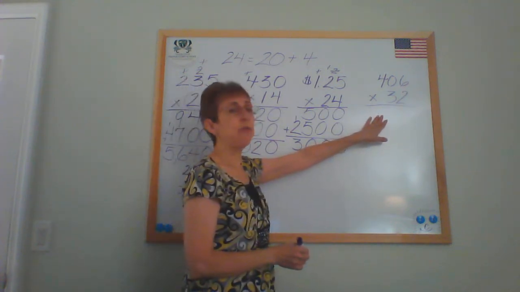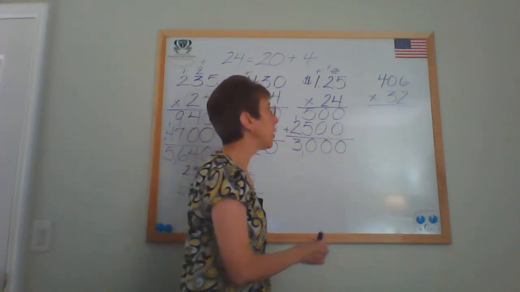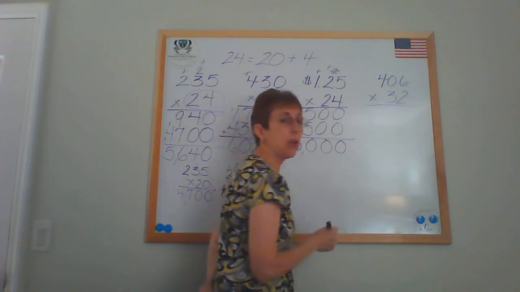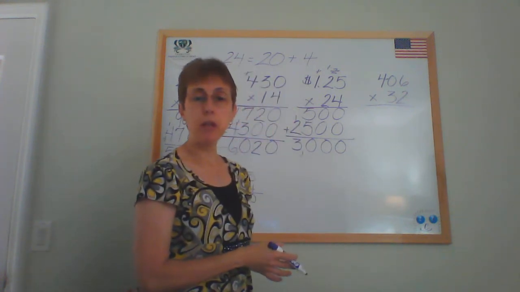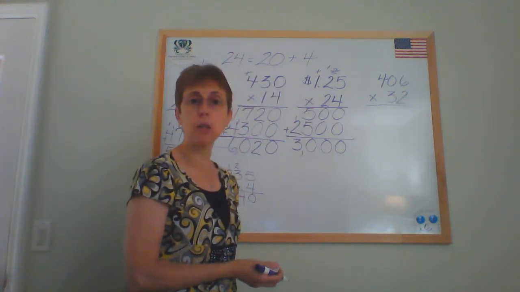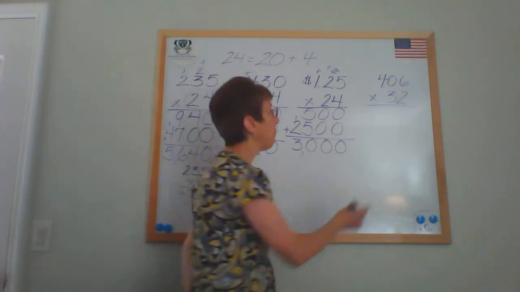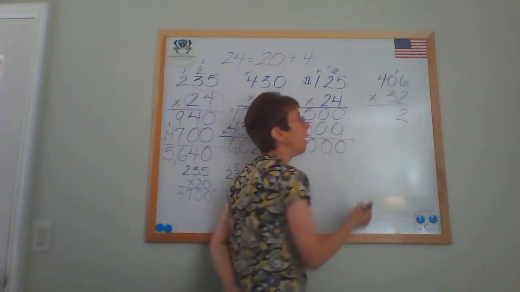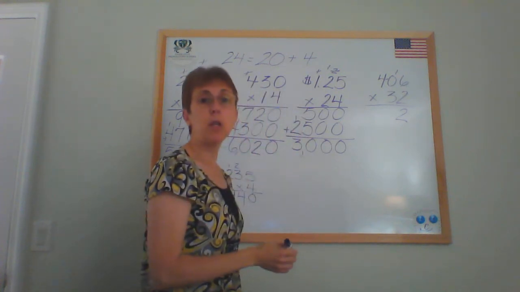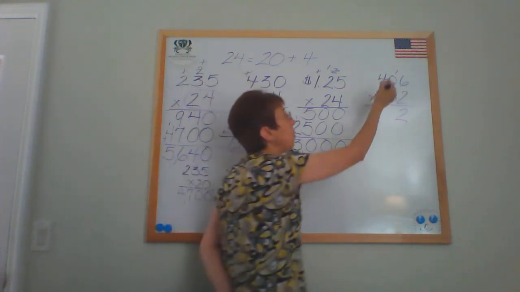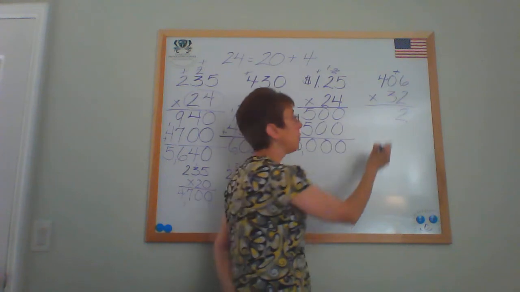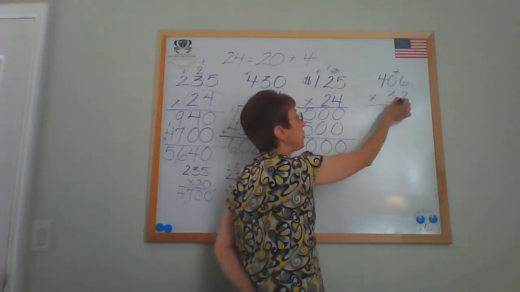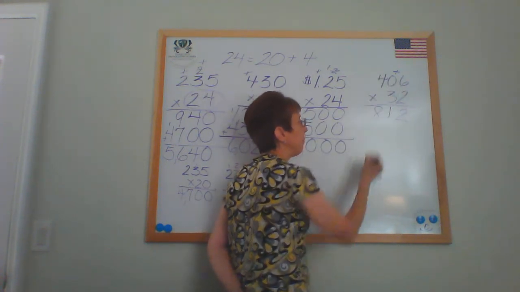Okay, then here we have 406 times 32. Again, 32 is the same as 30 plus 2, and so we're going to start by multiplying by the 2. 2 times 6 equals 12. Put down the 2, I carry over the 1. 2 times 0 equals 0, plus that 1 that you carried over, so that's 1. And then 2 times 4 equals 8.